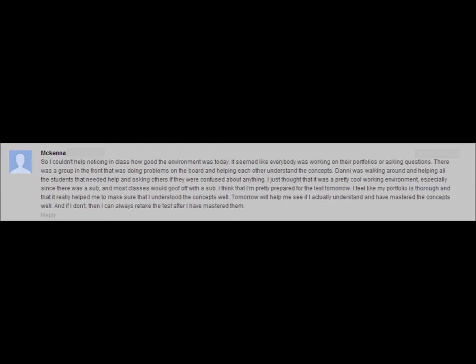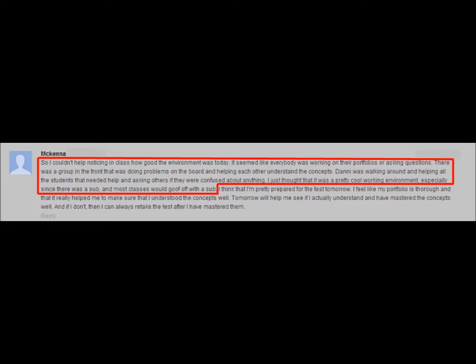help and becoming successful. This student reflected on a particular day when the teacher was absent and the class was being led by a student intern and a substitute teacher. They were given a workday to get any last question answered and have time to finish their portfolios before the unit test the next day.